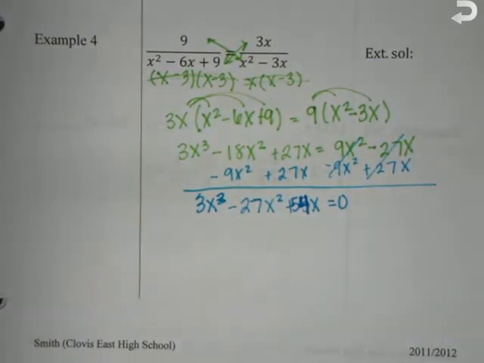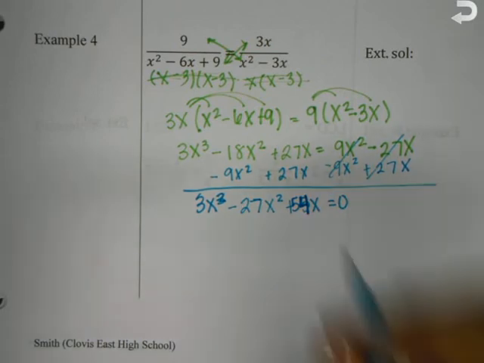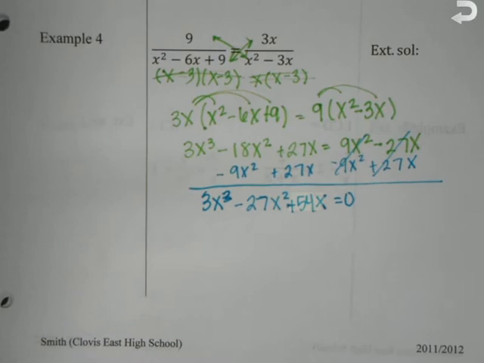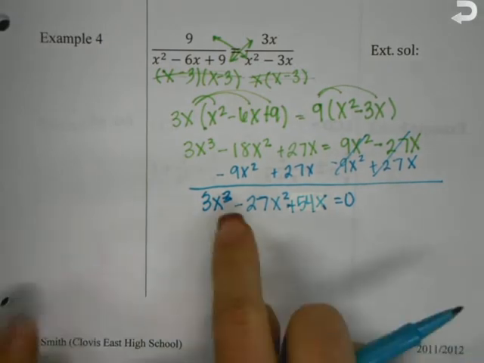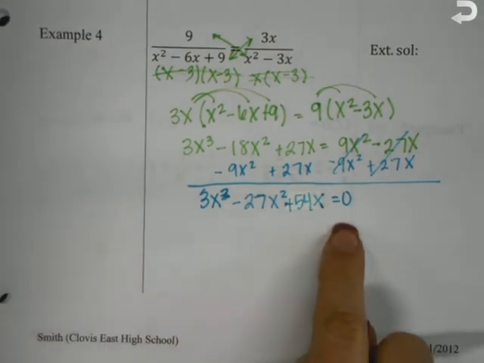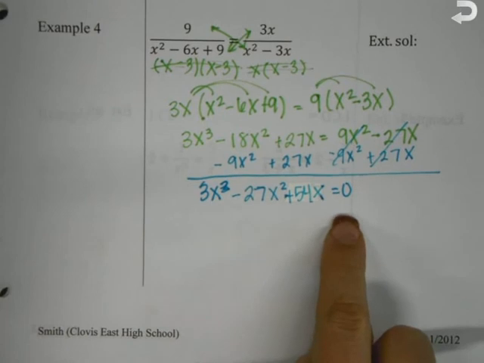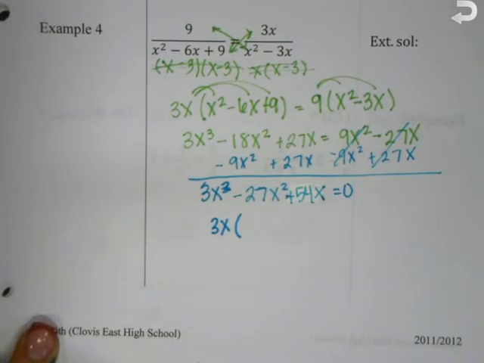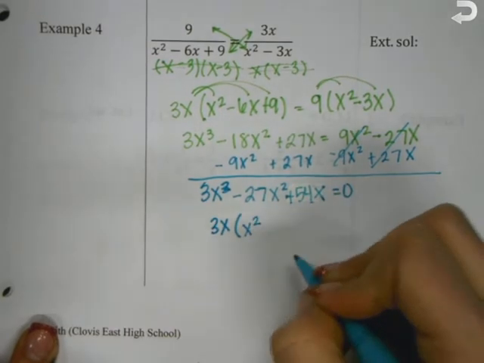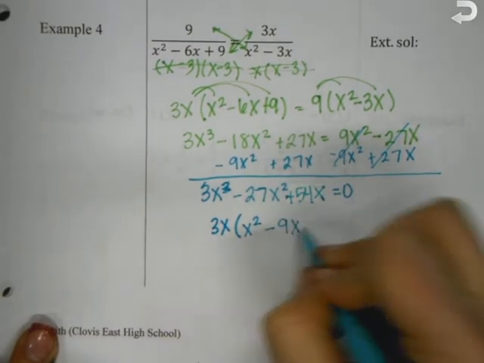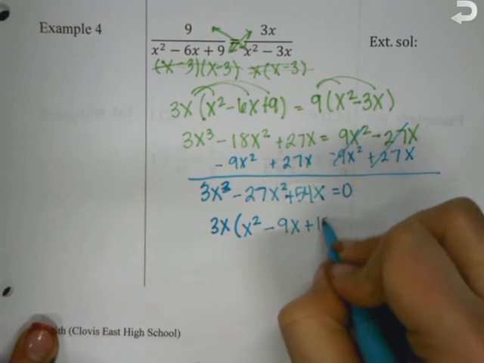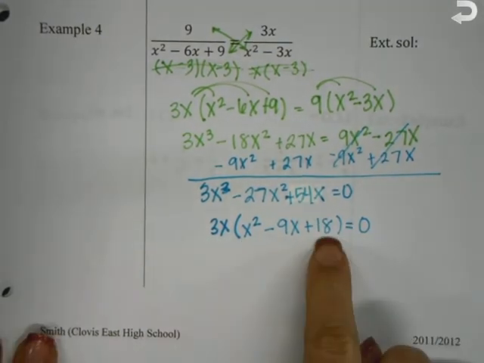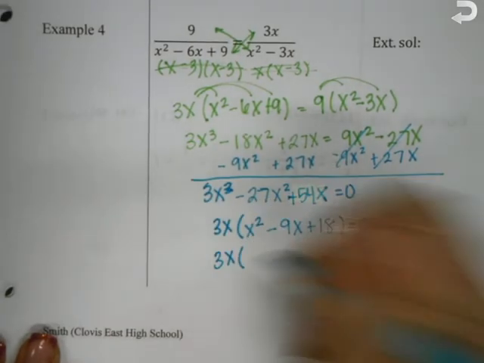So what we want to do here is factor this. There is a GCF in here. Do you guys know what it is? 3x. So let's factor out the 3x. That's going to leave me with x squared minus 9x plus 18 equals 0. And then we can factor this using diamond. So we would get 3x times two numbers that multiply to 18 and add up to negative 9. X minus 6, x minus 3 equal to 0.